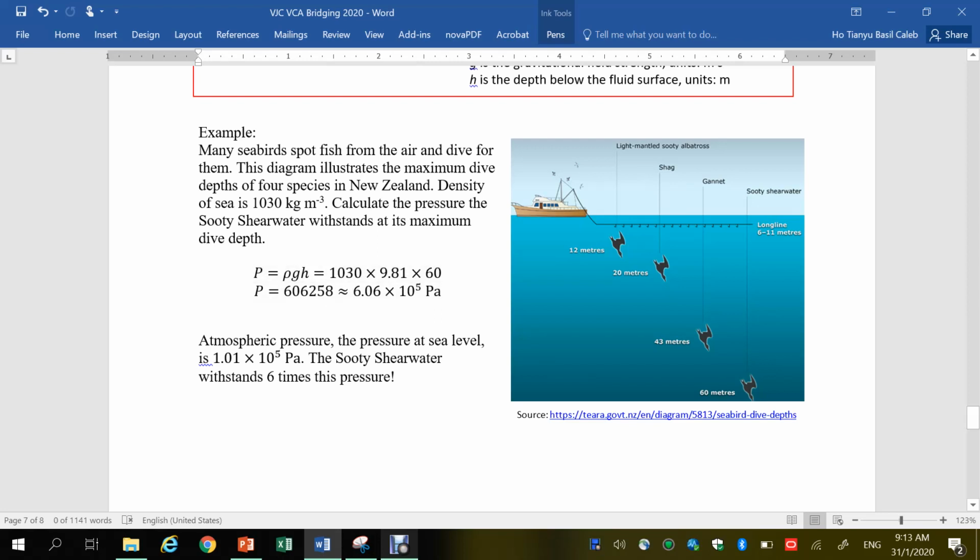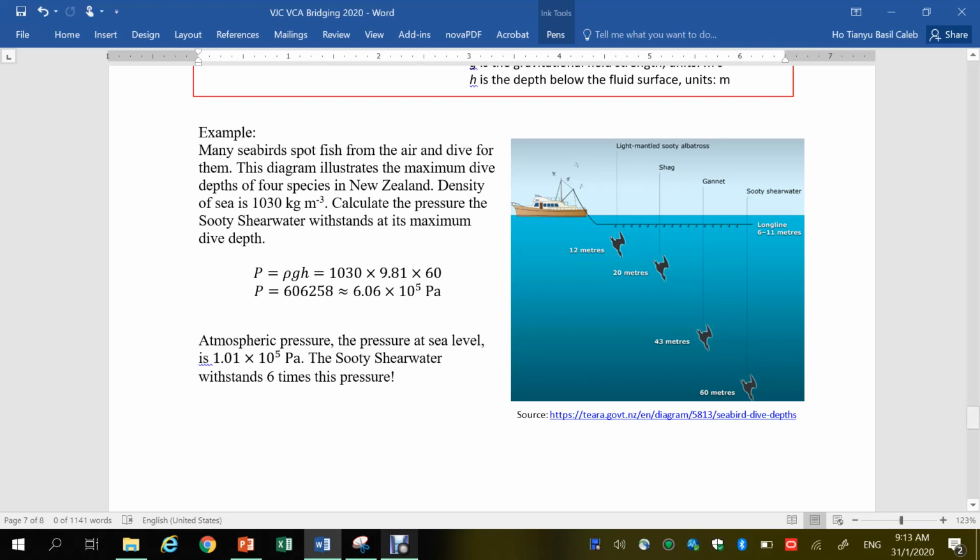The density of seawater is 1030, plug that in. g, 9.81, height, 60, find a value of 6.06 times 10 to the power 5. That's about 6 times more than atmospheric pressure. Right? So the bird has to be very strong to be able to withstand this pressure. So this is pressure in liquids, right?